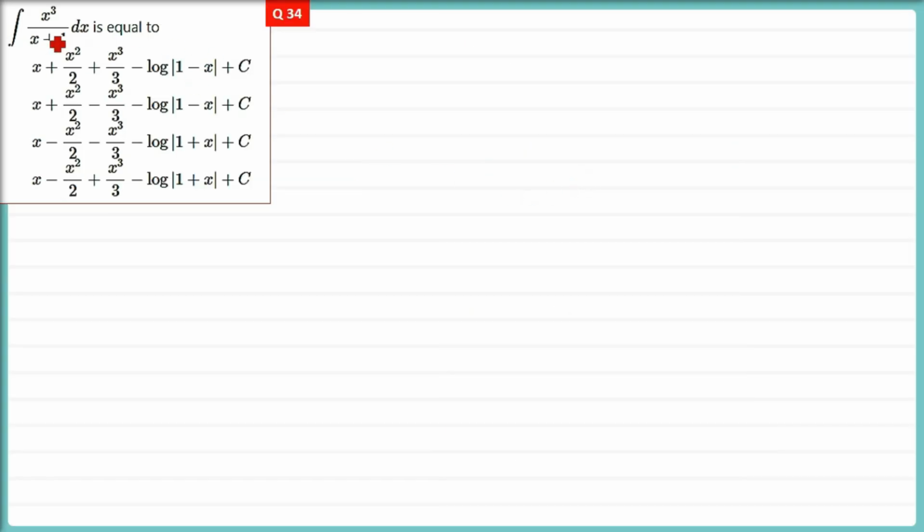Next one is x cube by x plus 1. Now just see the answer. There are 1, 2, 3, 4 terms. For that we need to go in for a different approach. What will be that different approach? In x cube, I am adding 1 and subtracting 1. X plus 1 will remain in the denominator, but we are going to separate them out.